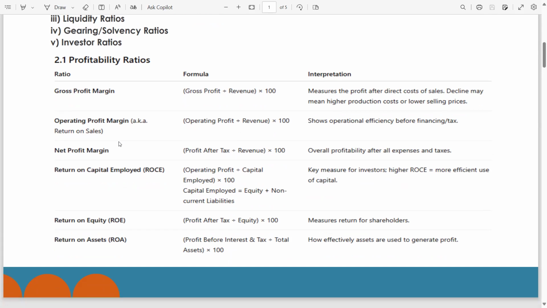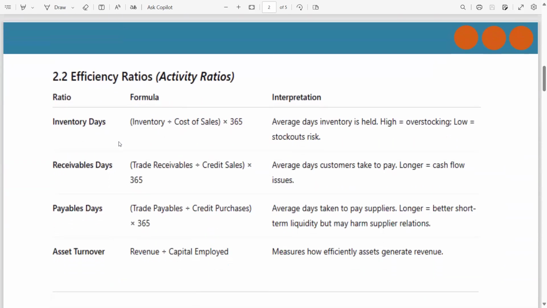So don't worry. Now we have efficiency ratios or activity ratios. Ratio inventory days or inventory turnover days. Same as receivable days, payable days, and asset turnover. Okay, inventory turnover days: inventory divided by cost of sales multiplied by 365. Why 365? In a year, there are 365 days. Average days inventory is held. High equals overstocking, low equals stock out risk.